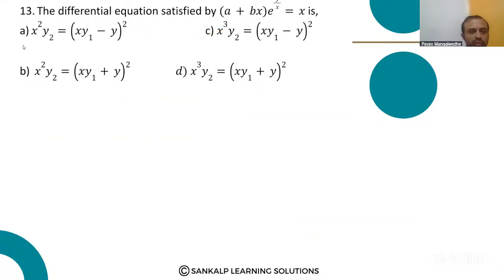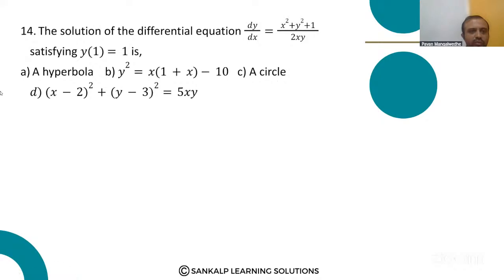Next one, question number 14. The solution of the differential equation dy by dx is equal to x square plus y square plus 1 by 2xy, satisfying y of 1 equals 1, is what? Option A is a hyperbola, option B is y square is equal to x into bracket 1 plus x minus 10, and option C is a circle. Option D is x minus 2 the whole square plus y minus 3 the whole square is equal to x plus 5xy. Just try to solve this. Again, 10 seconds for you students.